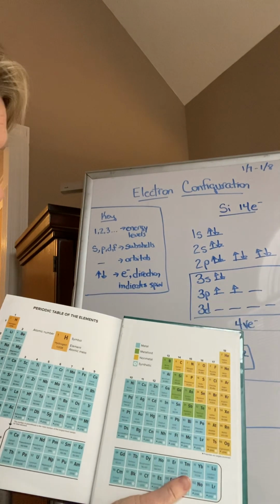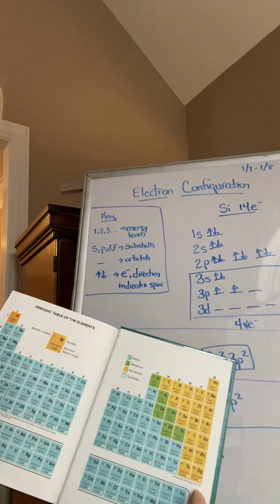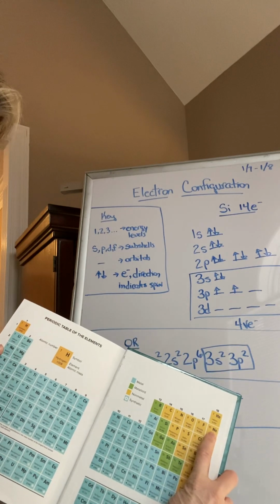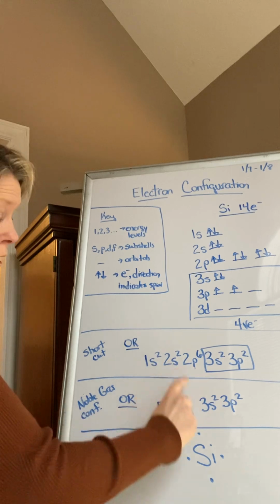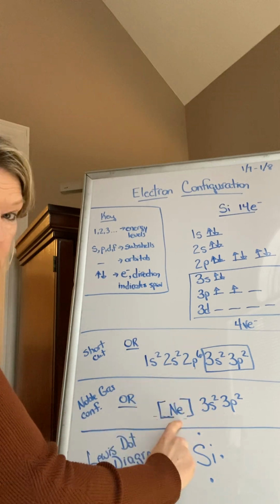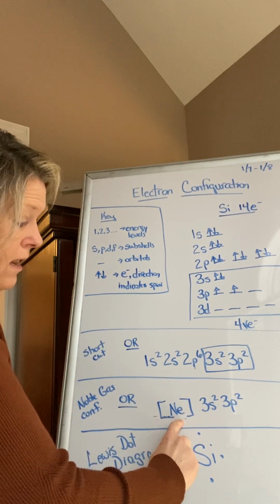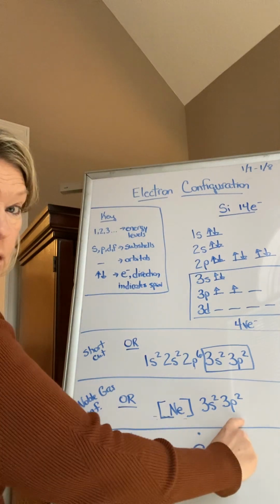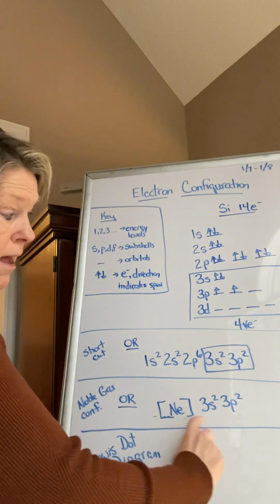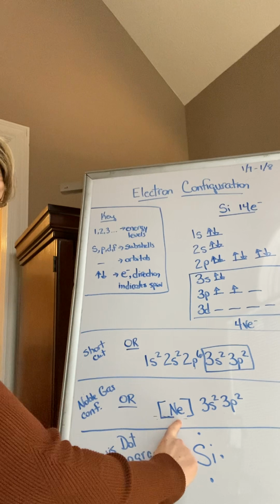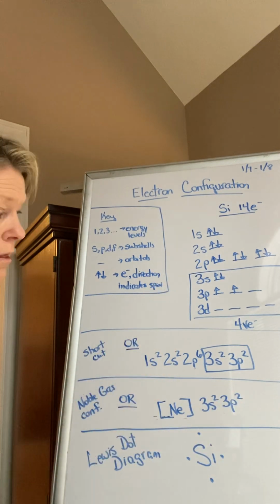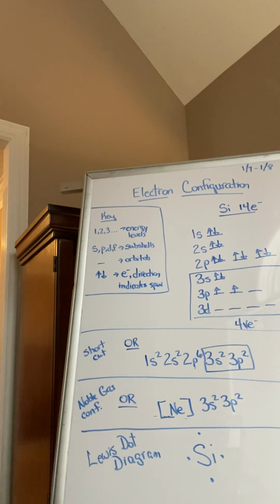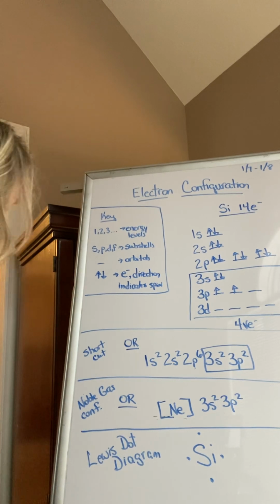When you look at your periodic table, remember these are your noble gases. 10 is neon. So instead of writing all of this, we can shorten our work by saying that represents neon. So I'll just write neon and then my valence. Now I still have 14 electrons. There are 10 there, 11, 12, 13, 14. So all three of these are ways to represent silicon's electron configuration.